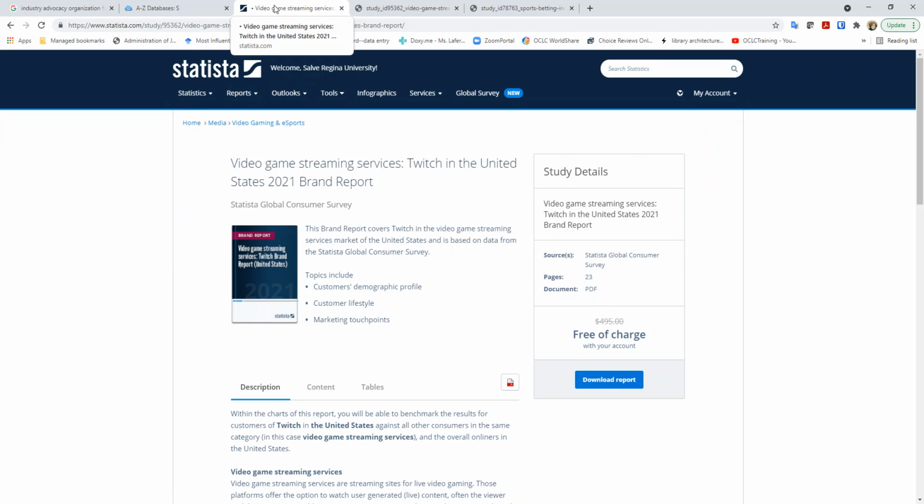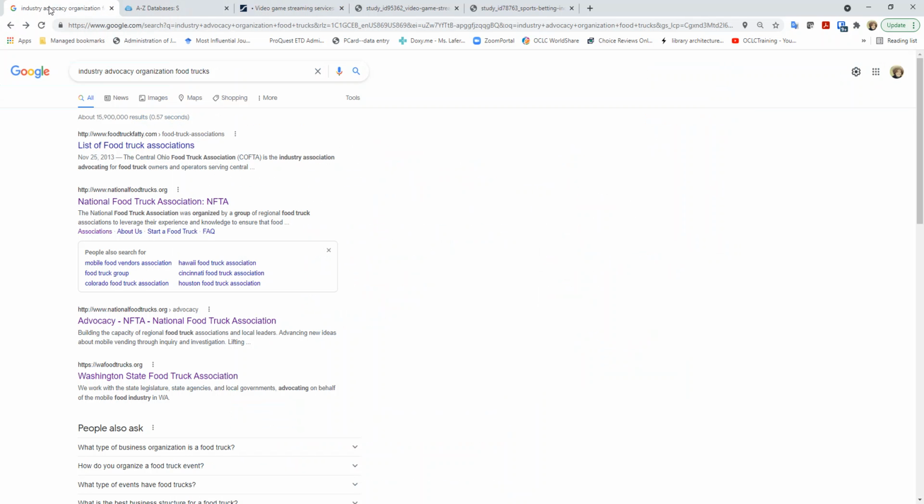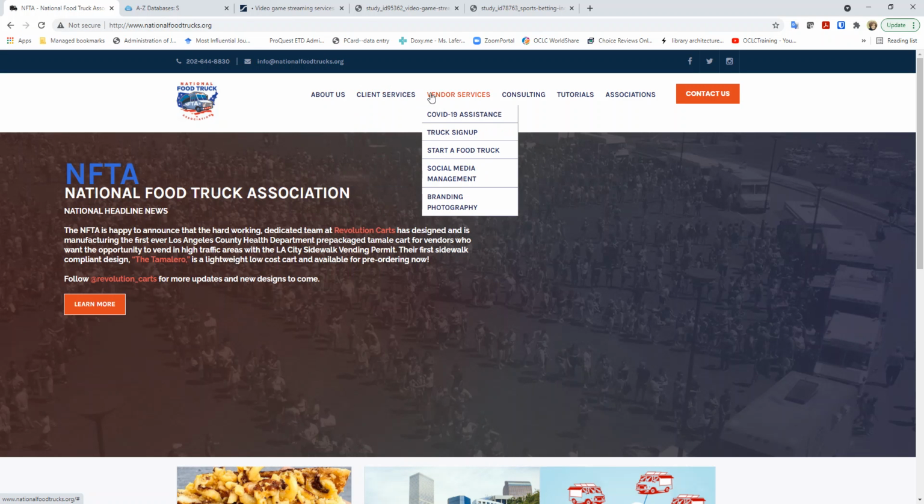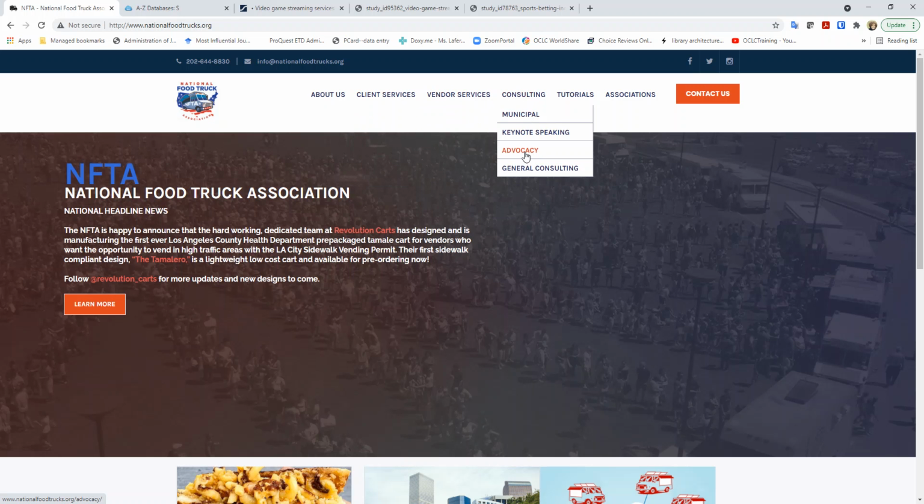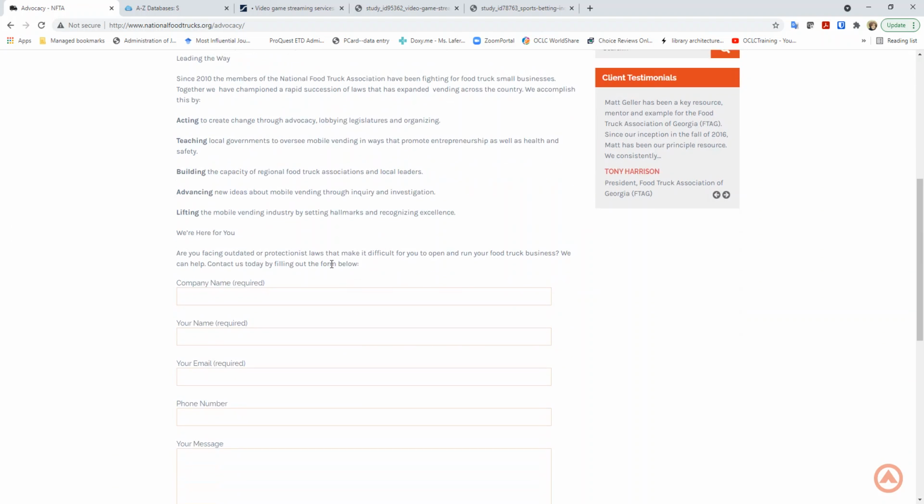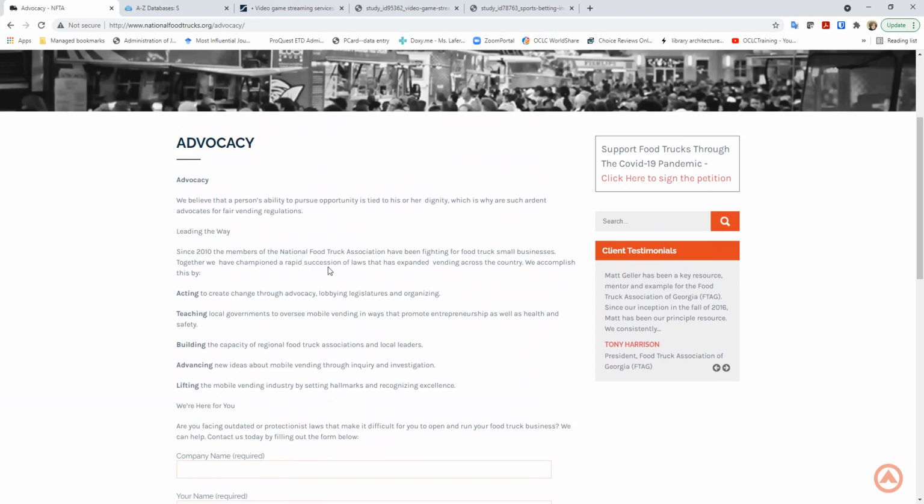So that's Statista. Now, the next thing that I suggest you do is look at industry advocacy organizations. So, for example, if you're looking for food trucks, you may find a food truck association, so that's interesting. And what we're looking for here, I usually suggest we look for policy or advocacy is really what we're looking for. And you may not find what you're looking for on the first page. You do have to click around a little.